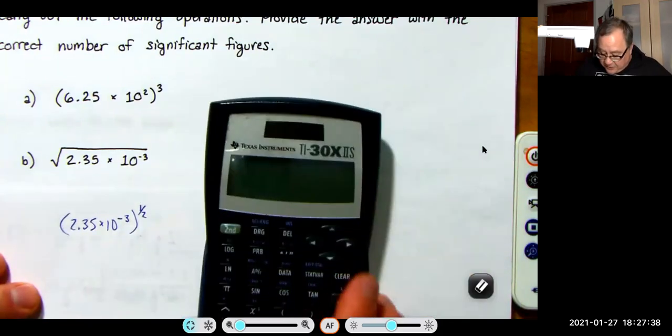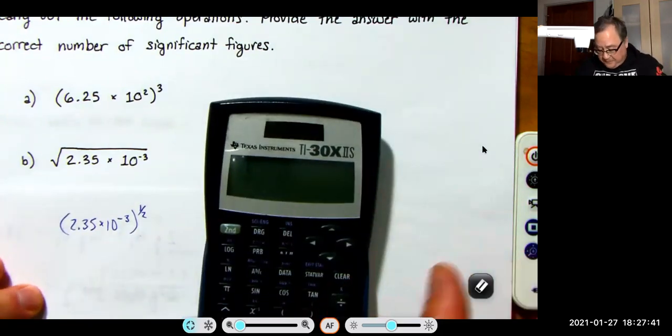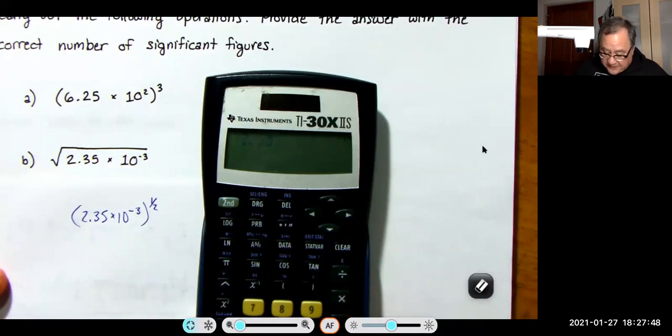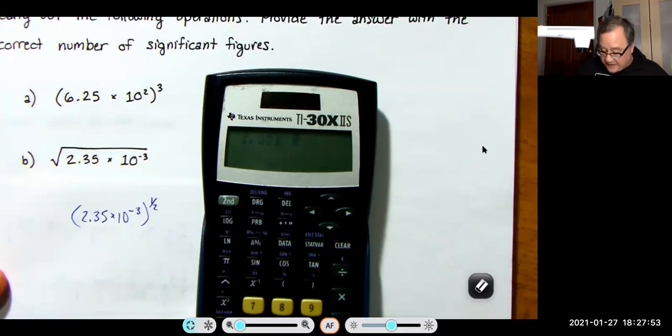And so here, what I'm going to do on my calculator is type in 2.35, second EE, and I'm going to hit the negative button so you can see the negative sign there, 3. And then I'm going to do caret, and I can either do caret parentheses 1/2, or I can do caret 0.5. I'm going to go ahead and do the parentheses 1 divided by 2. And you can see we should get a number that's bigger than 2.35 times 10 to the minus 3.